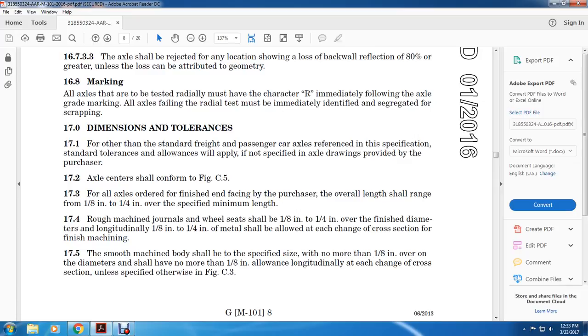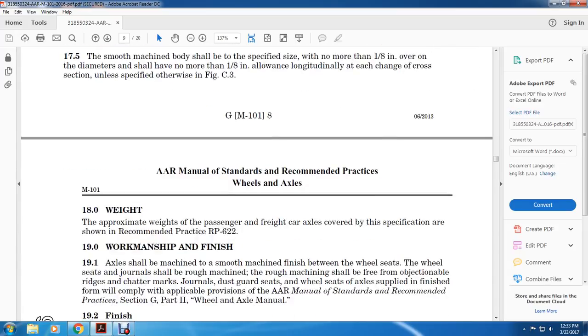Longitudinally, 1/8 of an inch to 1/4 inch of metal should be allowed at each change of the cross section for the finishing machine. The smooth machine body shall be the specified size, no more than 1/8 of an inch over, and diameter shall have no more than 1/8 of an inch allowance longitudinally at each change of the cross section, unless specified otherwise in Figure C3.